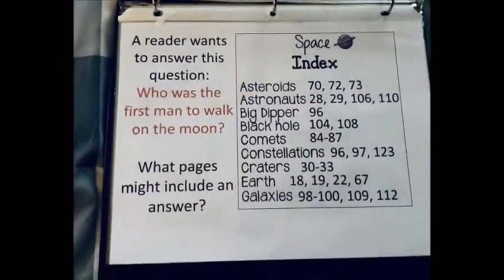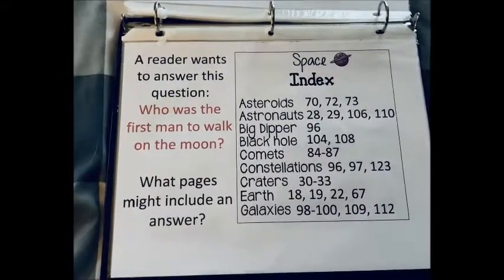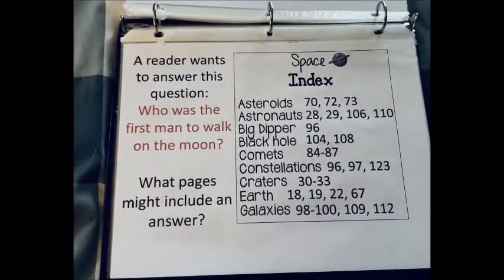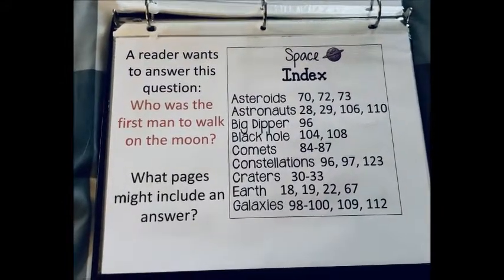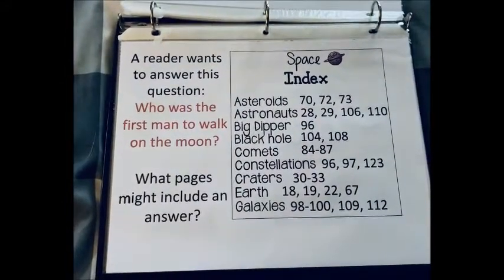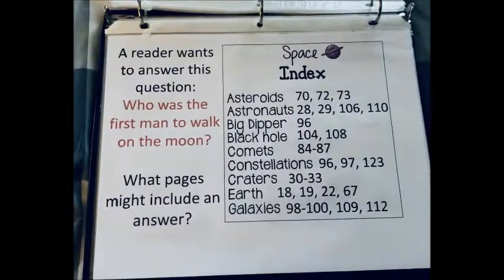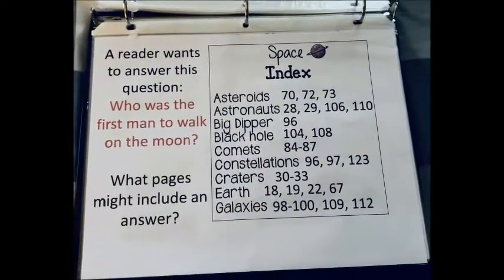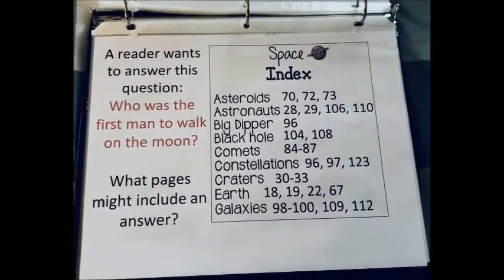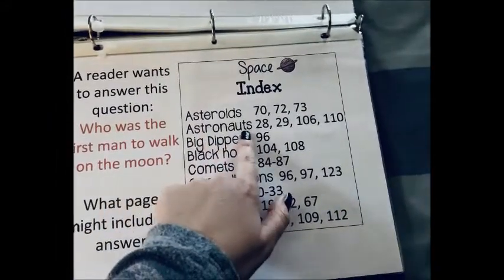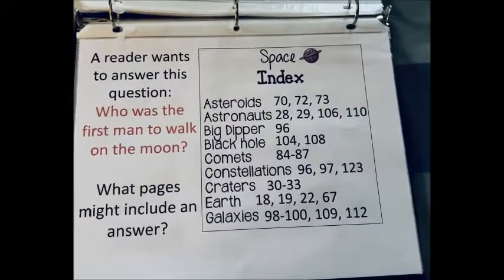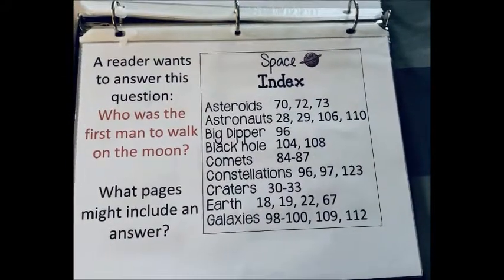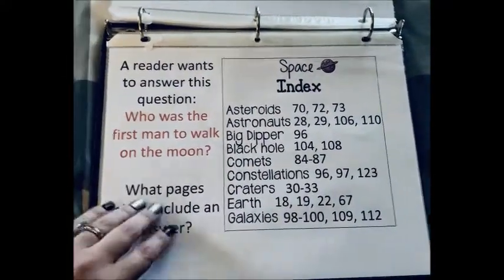Okay, one more question about an index. A reader wants to answer this question: who was the first man to walk on the moon? What pages might include an answer? We know that a person who goes into space or walks on the moon is called an astronaut. So if I wanted to find information about an astronaut, I could look in my index, find the word astronaut, and it tells me that I can find that information on pages 28, 29, 106, and 110.